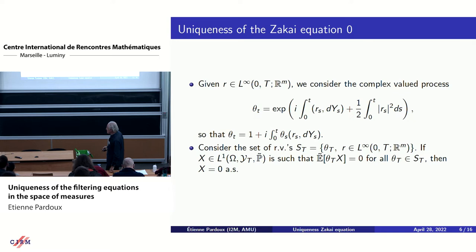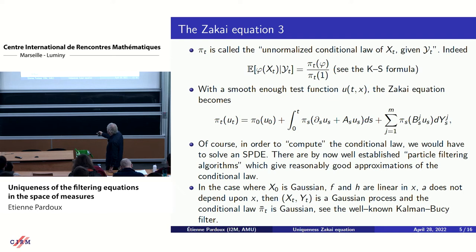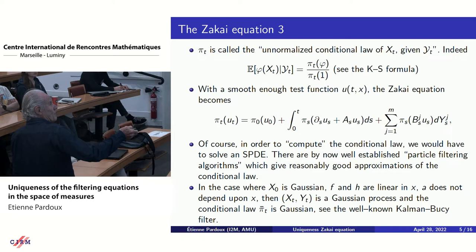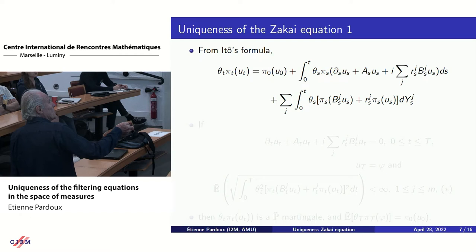Now you remember I have this pi t of u_t. This is just a one-dimensional semi-martingale, or Itô process if you like, and this is another semi-martingale, in fact a martingale. So of course, using Itô's formula, I can develop the product theta_t pi_t of u_t, and I get this.